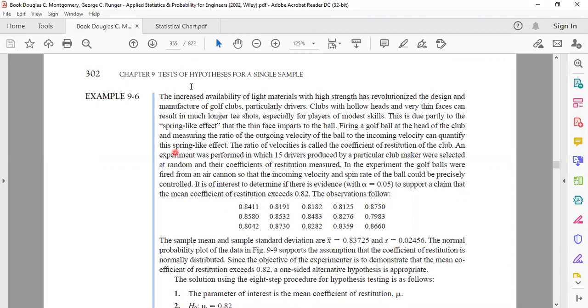Now see, it's a very long question. Various technical terms are there. Most of the terms are not known to me. Some terms you know much better than me. I am a statistician. I have just read the question, and I am just trying to find out the things which I am actually interested in. I don't want to know what is tee shots. I don't want to know what is spring-like effect.